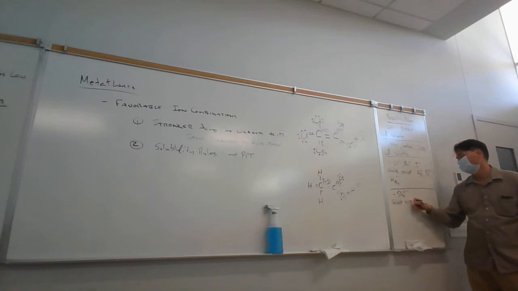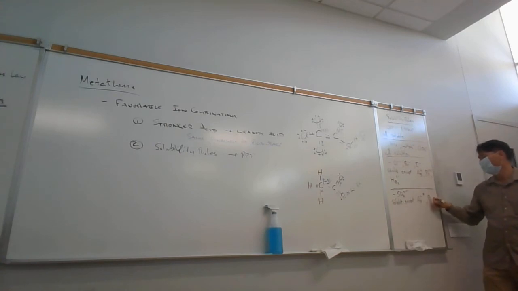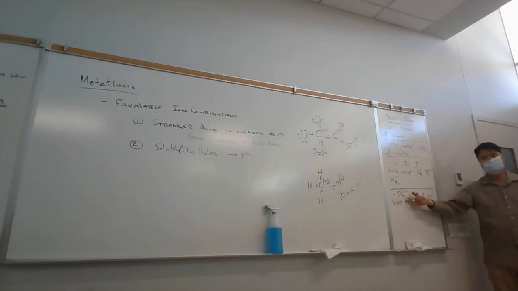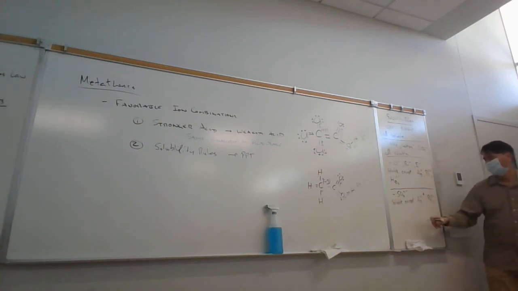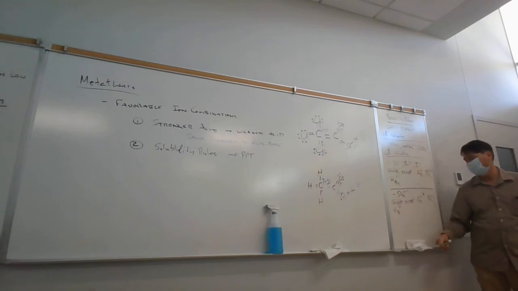except for silver. Silver is borderline, so I'm going to write a little asterisk next to silver. Lead-2 and sulfate really like each other. That forms a highly insoluble salt. So if lead-2 encounters sulfate, we get a very nice white precipitate from that. Mercury 1 sulfate, they like each other. Mercury 1 and sulfate ions.